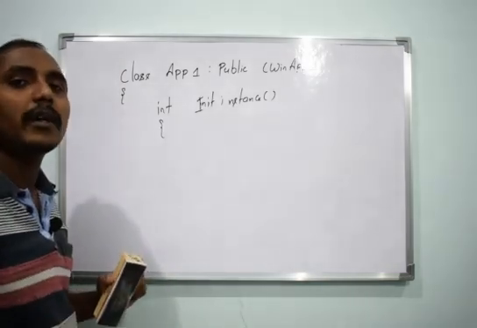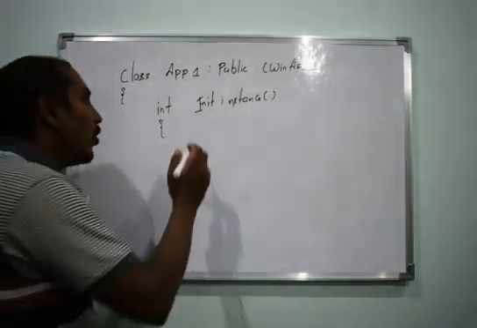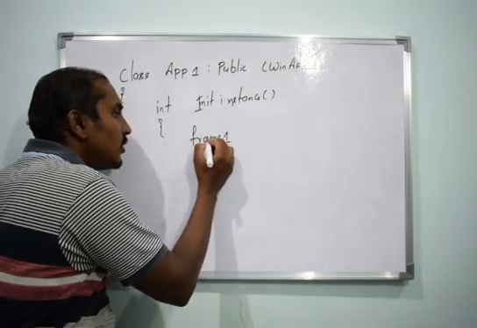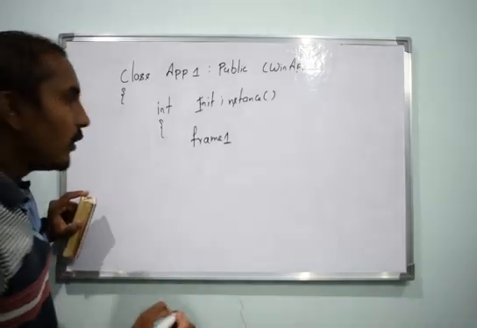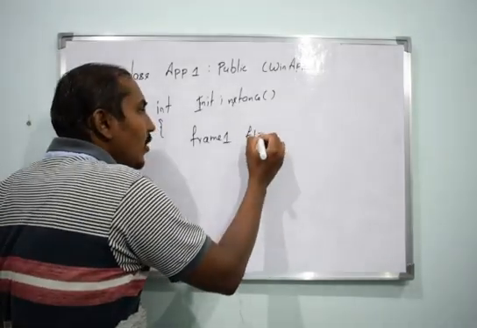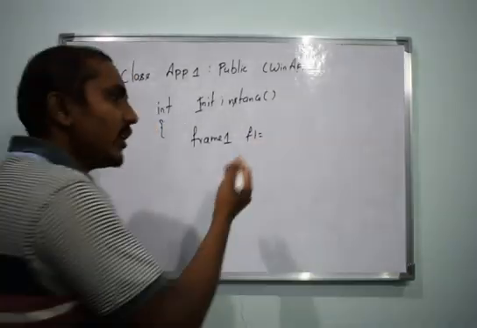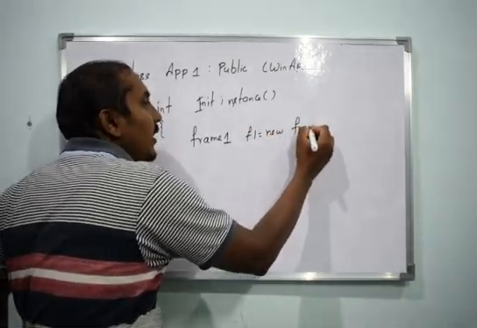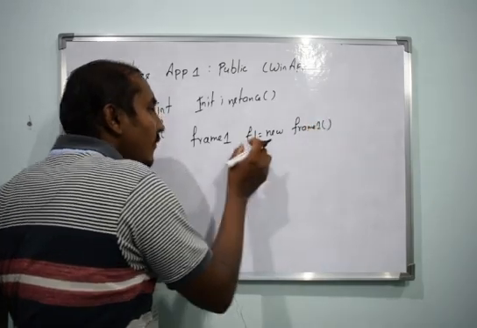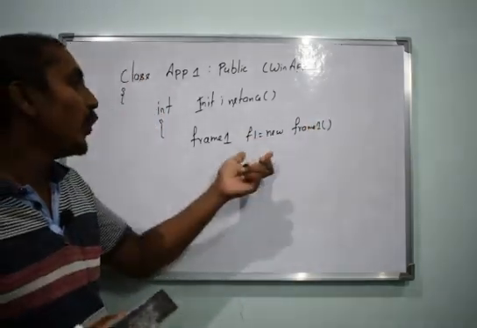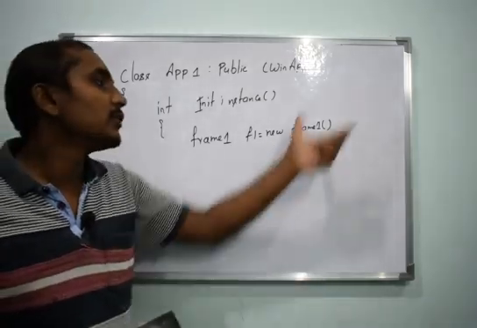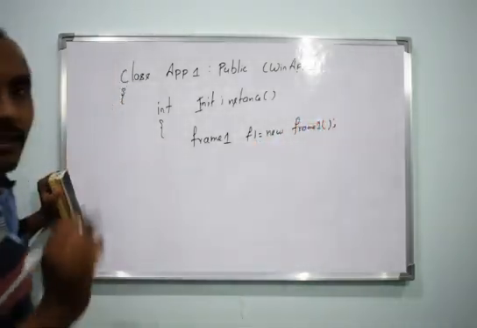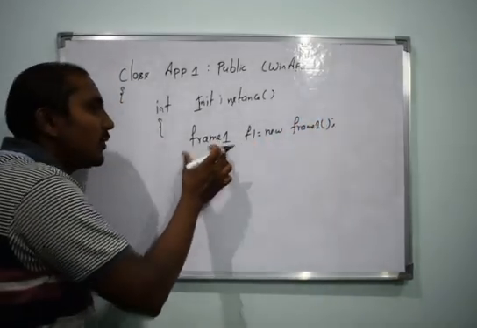In this application I have created only one frame, so I need to create the object of that particular frame. For that, we first write the class name, which is frame1, followed by the object name of the frame, that is f1. You can mention any name, followed by new and frame1. That is to say, when this object is created, it is going to call the constructor present in the frame1 class.